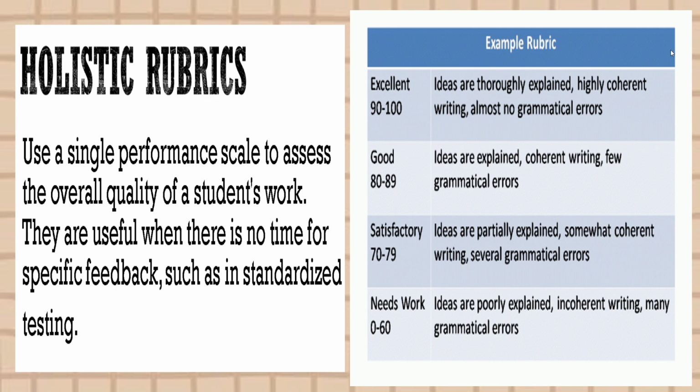Holistic rubrics, using a single performance scale to assess the overall quality of students' work. They are useful when there is no time for specific feedback, such as in standardized testing. So, holistic rubrics assess the overall quality of work in a single score, ideal for quick grading but with less detailed feedback. As you can see in the picture, it is useful, for example, for judging an overall aesthetic value.